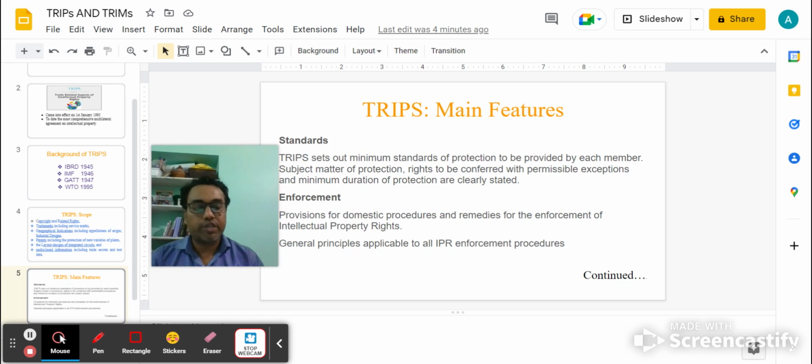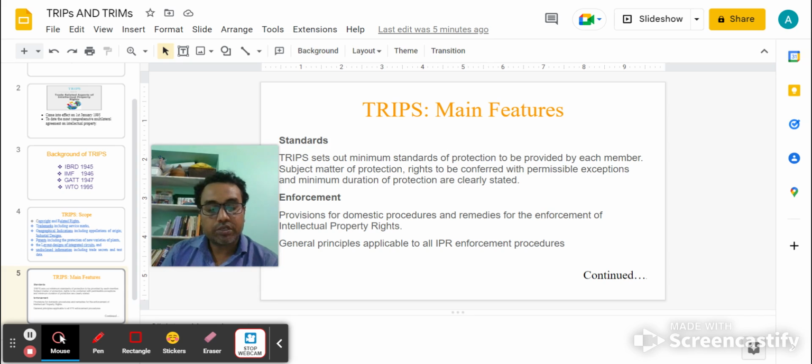The main features of TRIPS are standards, enforcement, and dispute settlement. Now, what are standards? TRIPS sets out the minimum standards of protection to be provided by each member in respect of each of the main areas of IPs covered by the TRIPS agreement. Each of the main elements of protection is defined, namely the subject matter to be protected, the rights to be conferred, the permissible exceptions to those rights, and the minimum duration of protection.